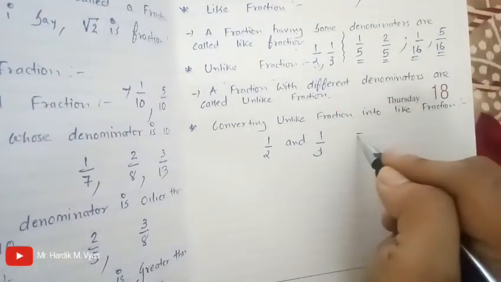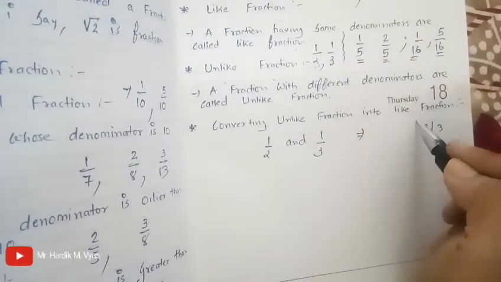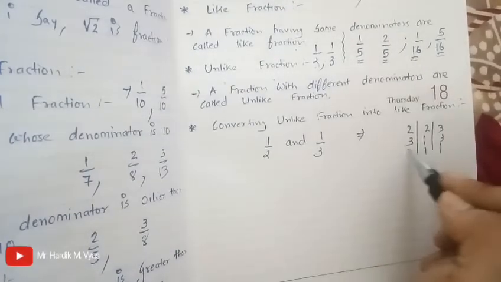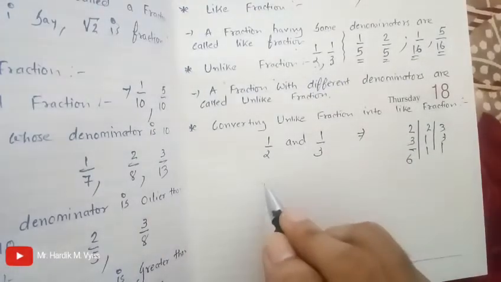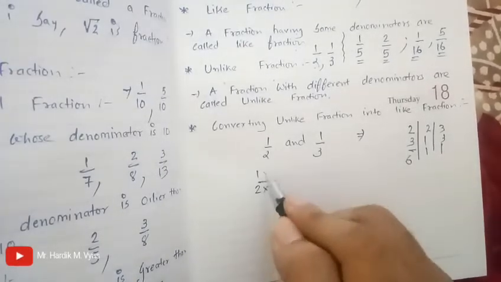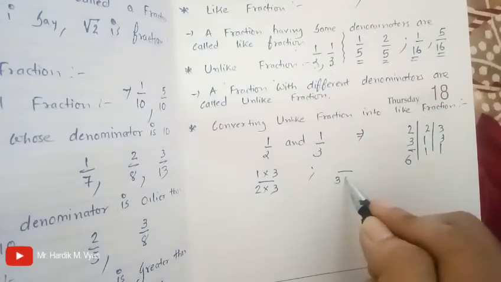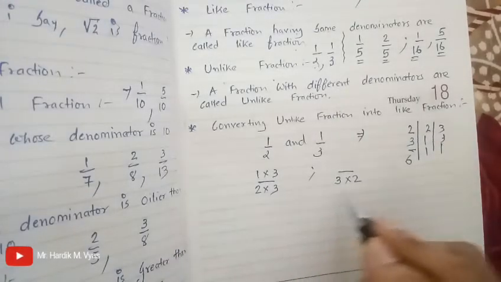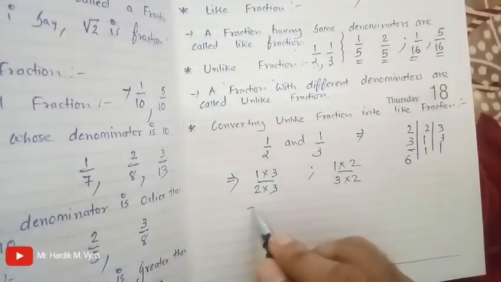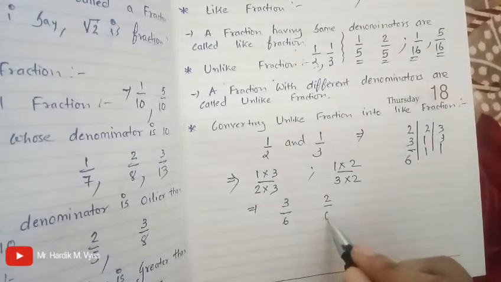So what we can do is just take the LCM. When you take the LCM of 2 and 3, what do we get? 2 ones are 2 and 3 ones are 3. So we will get the LCM, that is 6. Here we need to multiply by 3 in both numerator and denominator, and here we need to multiply by 2, because 3 twos are 6. To get 6 in the denominators we will proceed like that. So what we will get is 3 upon 6 and here 2 upon 6.